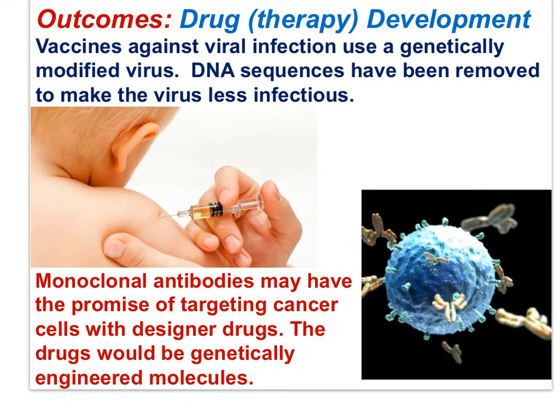The Human Genome Project has stimulated the proliferation of genetically based drugs and therapies such as vaccines. Vaccines that employ a genetically modified virus, a virus with DNA sequences removed to make the virus less infectious. As well, monoclonal antibodies with attached designer drugs may have the promise of targeting cancer cells. The drug carried by the antibody, as the antibody circulates in the bloodstream, would be a genetically engineered molecule.